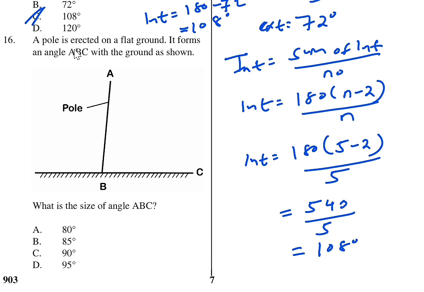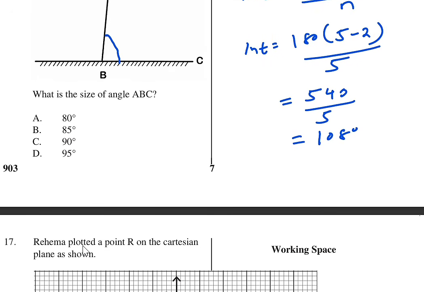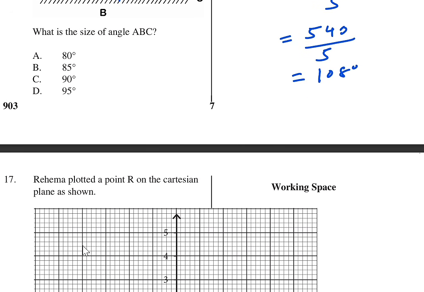A pole is erected on a flat ground. It forms an angle ABC with the ground as shown. What is the size of angle ABC? So very easy, you have to measure. Just pick your protractor, put it here, and then measure the angle. This is the angle that you measure. So now we want ABC. So you measure this size. I'll send this paper if you want it so that you can measure the angle. Otherwise, you can measure and see which one is the correct option.